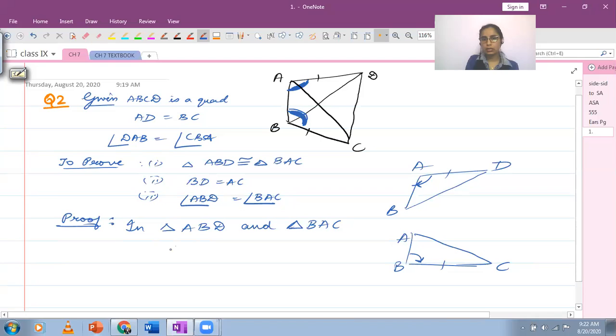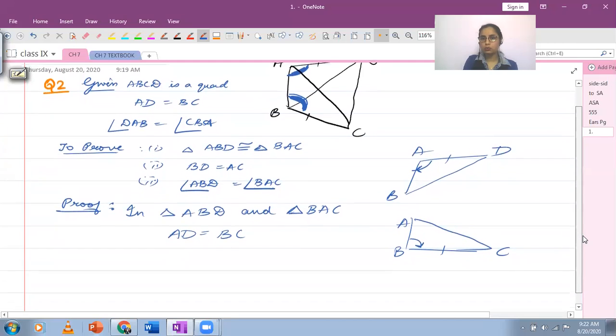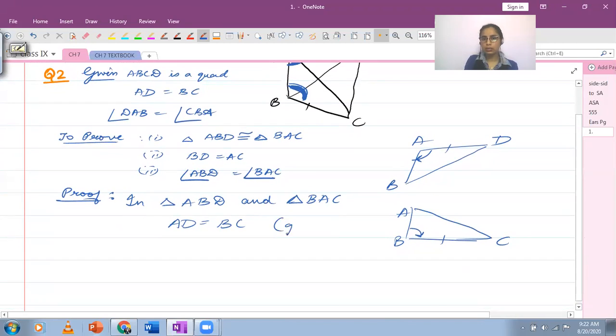The first condition that I have is the pair which is given in the question. AD from the first triangle is equal to BC from the second triangle. The reason is this is given. Along with that, if you don't want to use the names here, let's number the angles. So angle number 1 is equal to angle number 2. This is again given to me.